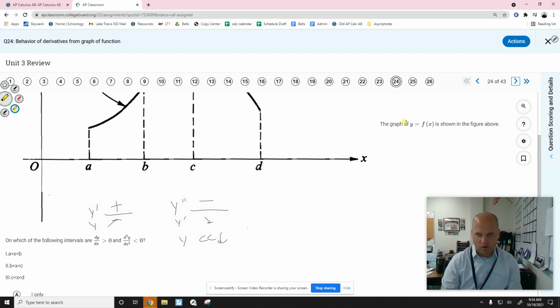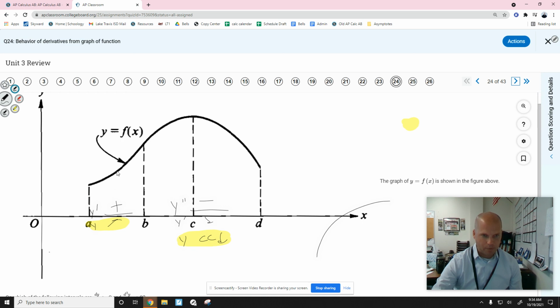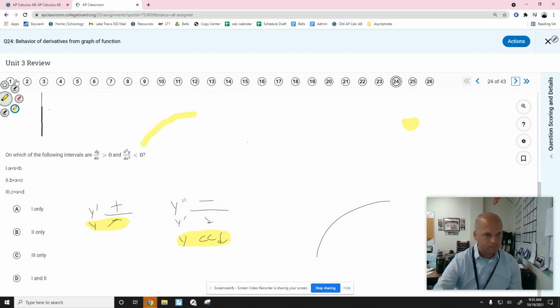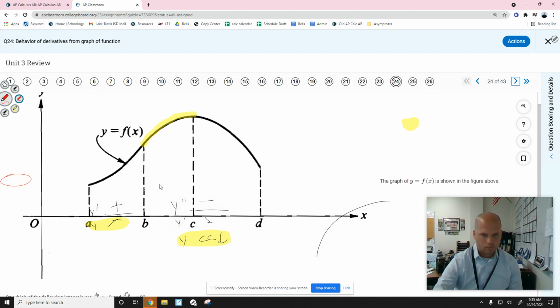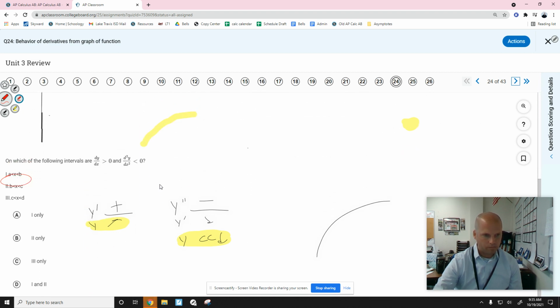Since this is the graph of y, I need to figure out when is y going up and concave down. You need to know up, concave down looks like this. Where am I going up, concave down? Between B and C, I'm going up, concave down. Is there another interval? No, just B and C. So 2 only.